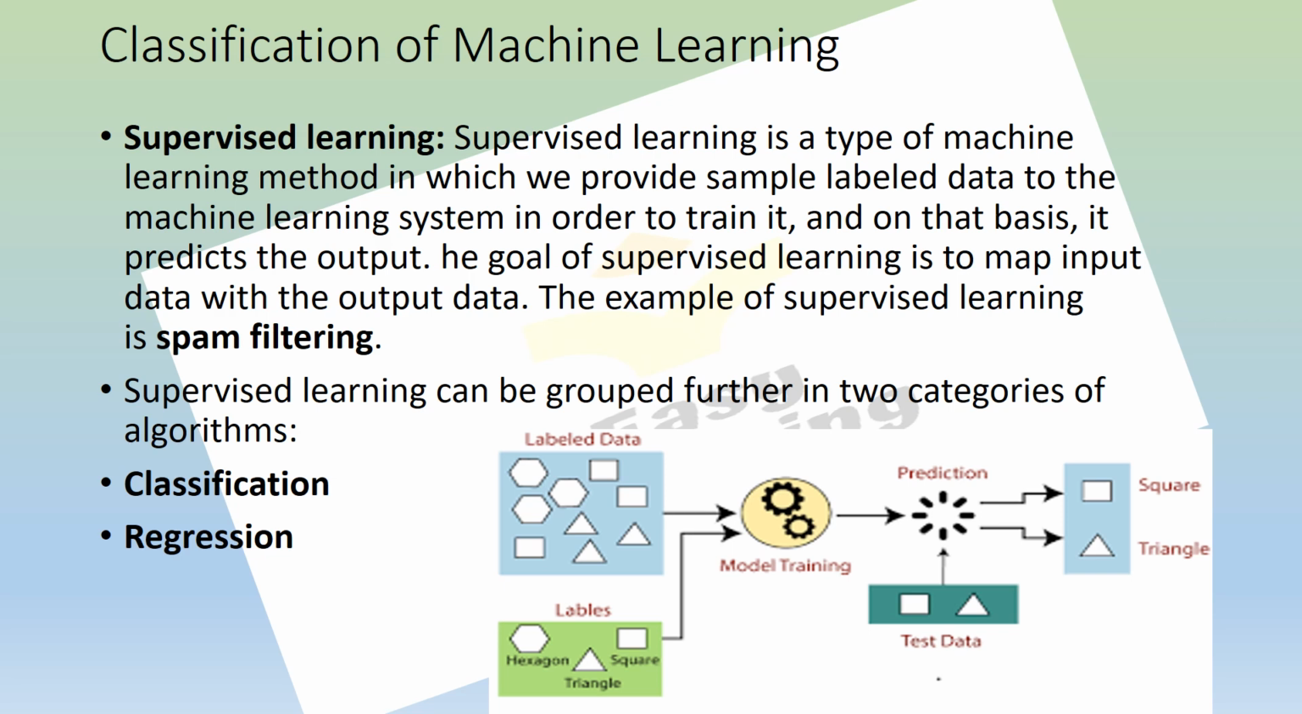Now we have classification. In a classification algorithm, the output variable is a category, meaning two classes like yes or no, male or female, or true or false. We can have the example of classification as a spam filter. So these are the types of supervised learning.